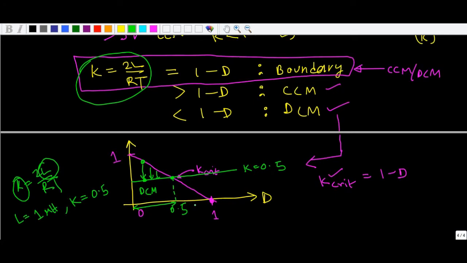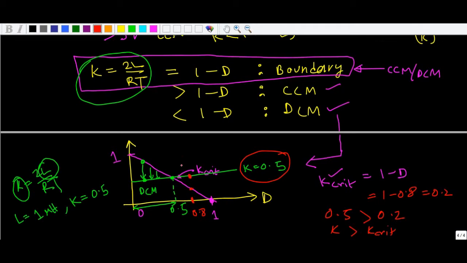But if my circuit is operating, say at a duty cycle of, let me show it here, 0.8, then the value of K, that is the conduction parameter, is 0.5, but what is the critical value of the conduction parameter when my duty cycle is 0.8? We can find it from here, that is 0.2. But my selected value of the inductor gives a conduction parameter of 0.5, which is more than the critical value, that is K is more than the critical value. Then my circuit will operate in continuous conduction mode.